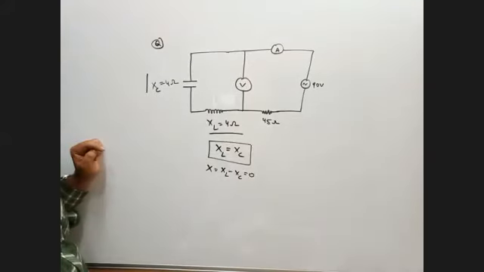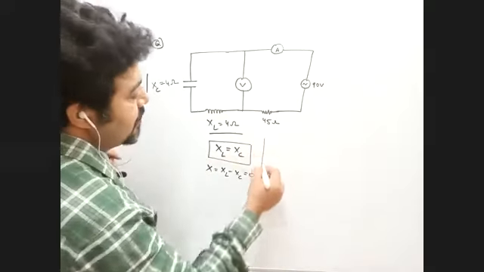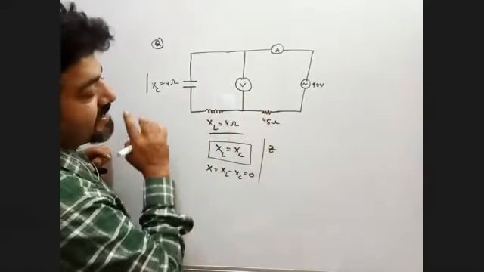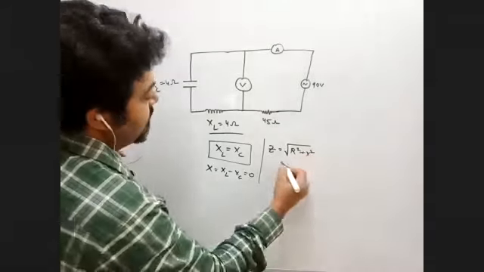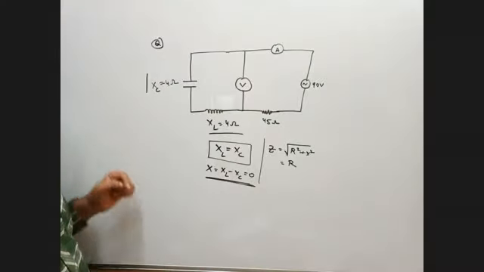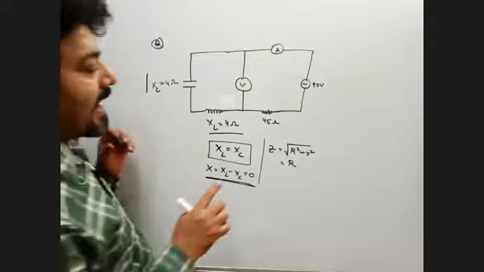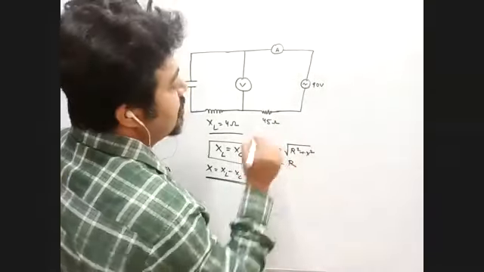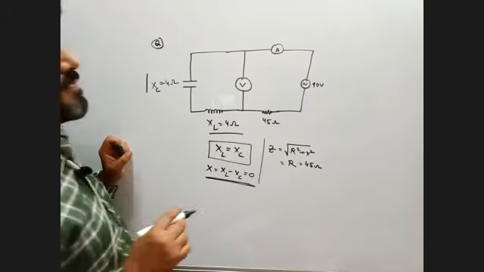Is it clear, everyone? As X is 0, it's an LCR circuit, so Z equals root of R square plus X square. But as X equals 0, it is only a pure resistance. So Z equals R, a pure resistance, and the value of the resistance is 45 ohm.